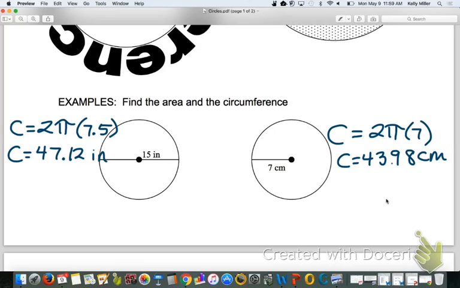So if we think about this being point A, from point A all the way back to point A again would be 43.98. What if I took that arc and cut it in half and made it go to point B? Then what would be the length that I would measure? I would take half of 43.98, right? So that would get me from point A to point B.